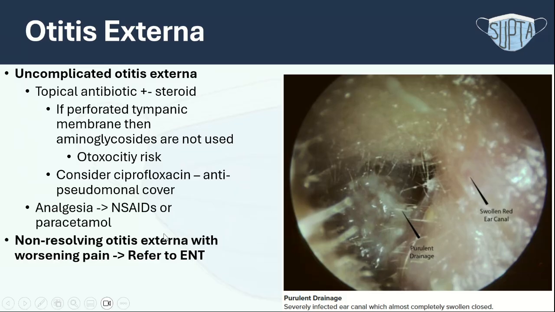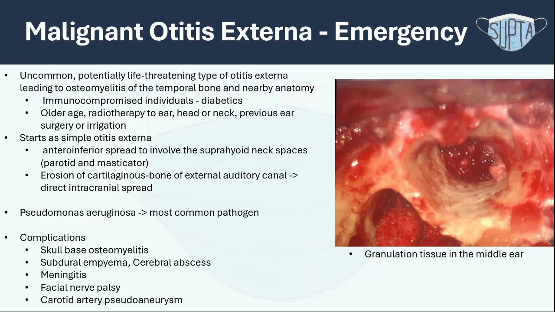So if you have a perforated tympanic membrane, it's really important to be aware of not using aminoglycosides, and this is due to the risk of ototoxicity. And then you want to consider ciprofloxacin and an anti-pseudomonal cover. Essentially, that's why we offer that antibiotic. And then you definitely want to give analgesia because it's a very painful condition, as I mentioned, because the skin is so thin and adheres to the periosteum. And if you have non-resolving otitis externa with worsening pain, refer to ENT because of this.